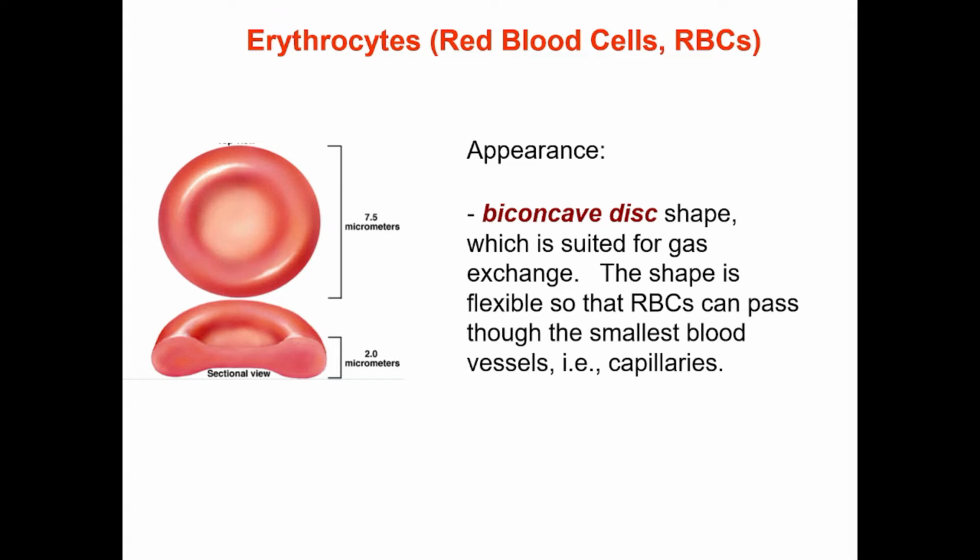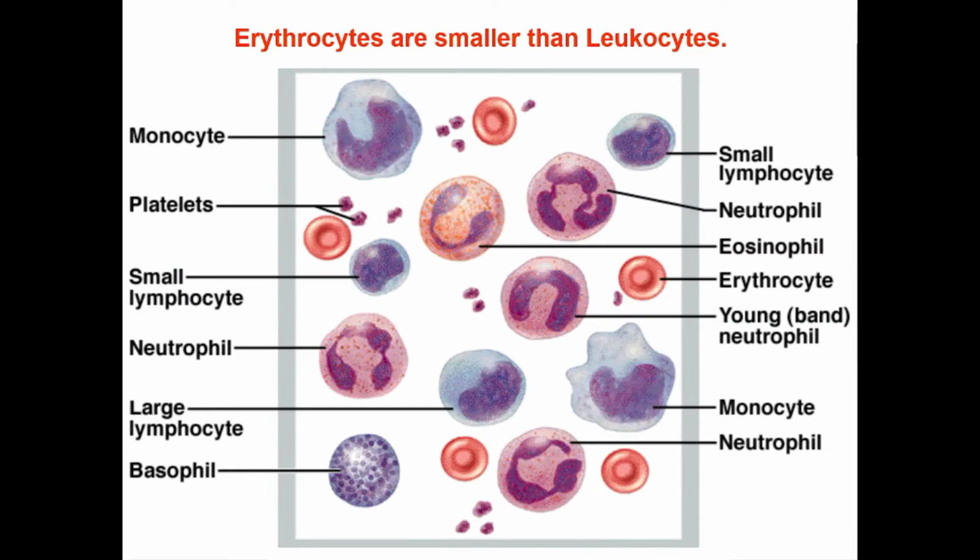And this shape is so flexible that the RBCs can pass through the smallest blood vessels, that is the capillaries. The average diameter of the RBC is 7.5 micrometers, and they are 2 micrometers thick at the rims. And we have already discussed that these are smaller than the WBC. The size of the WBC ranges from 12 to 20 micrometers in comparison to the RBC, which have a size of 7.5 micrometers.